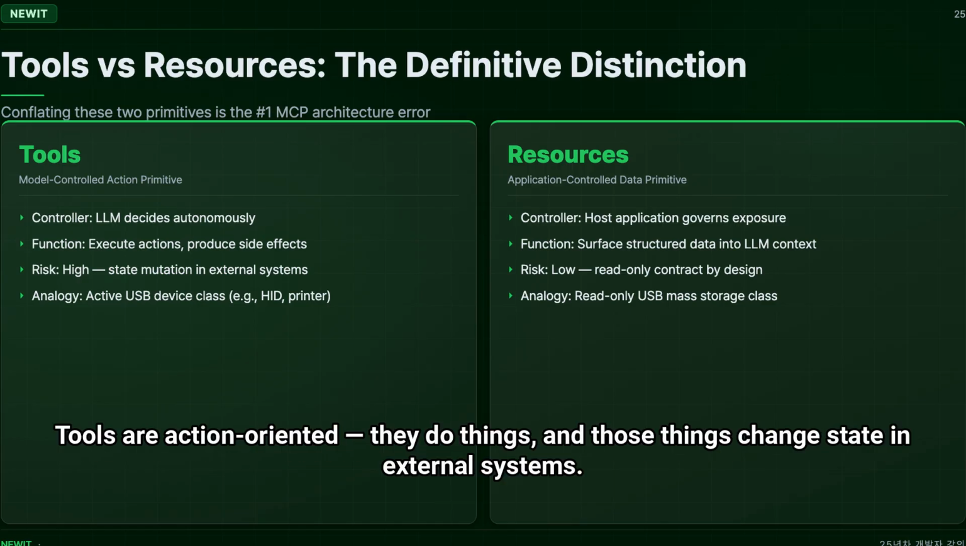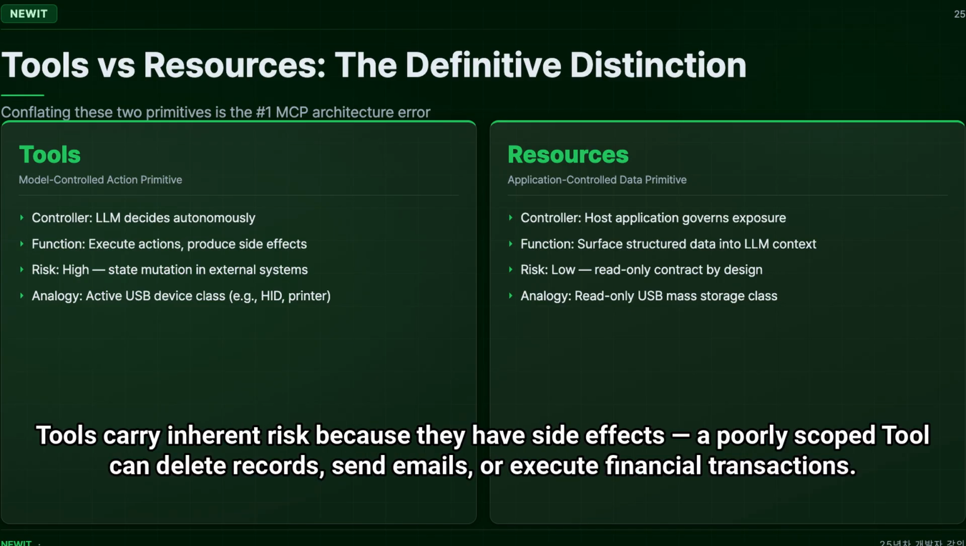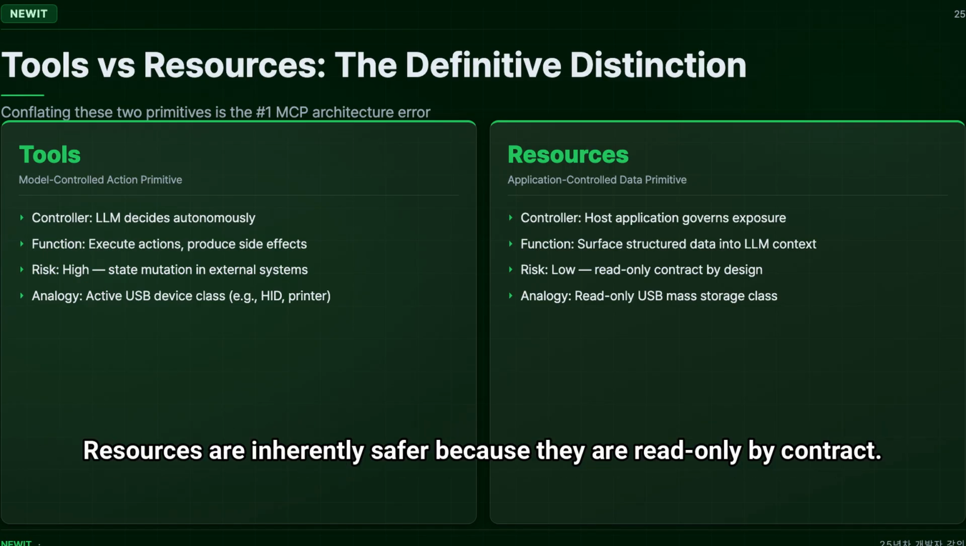Tools are action-oriented, they do things, and those things change state in external systems. Resources are data-oriented, they surface information for the LLM to read without changing anything. Tools carry inherent risk because they have side effects. A poorly scoped tool can delete records, send emails, or execute financial transactions. Resources are inherently safer because they are read-only by contract.